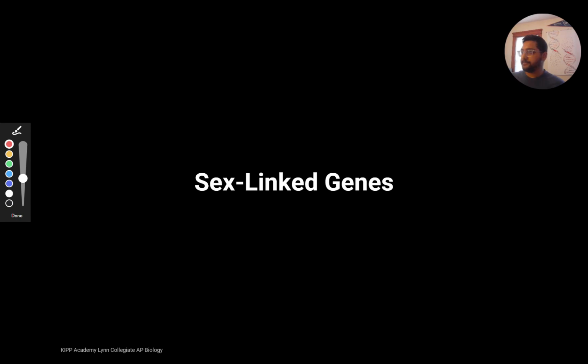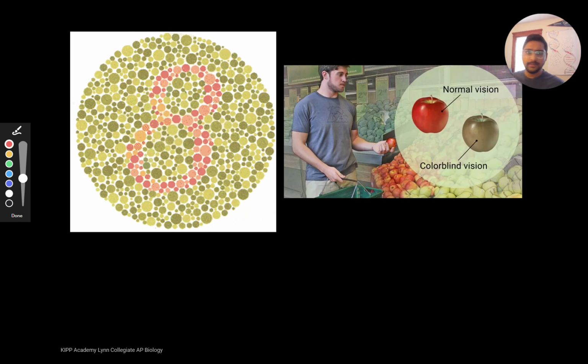Okay. The next thing we're going to look at is sex-linked genes. This is an example of colorblindness. So if you're colorblind, you will not be able to see the figure 8 that's going on in here. But if you are not colorblind, then you will see a figure 8. This is an interesting test. So if you are colorblind, you'll see some information there.